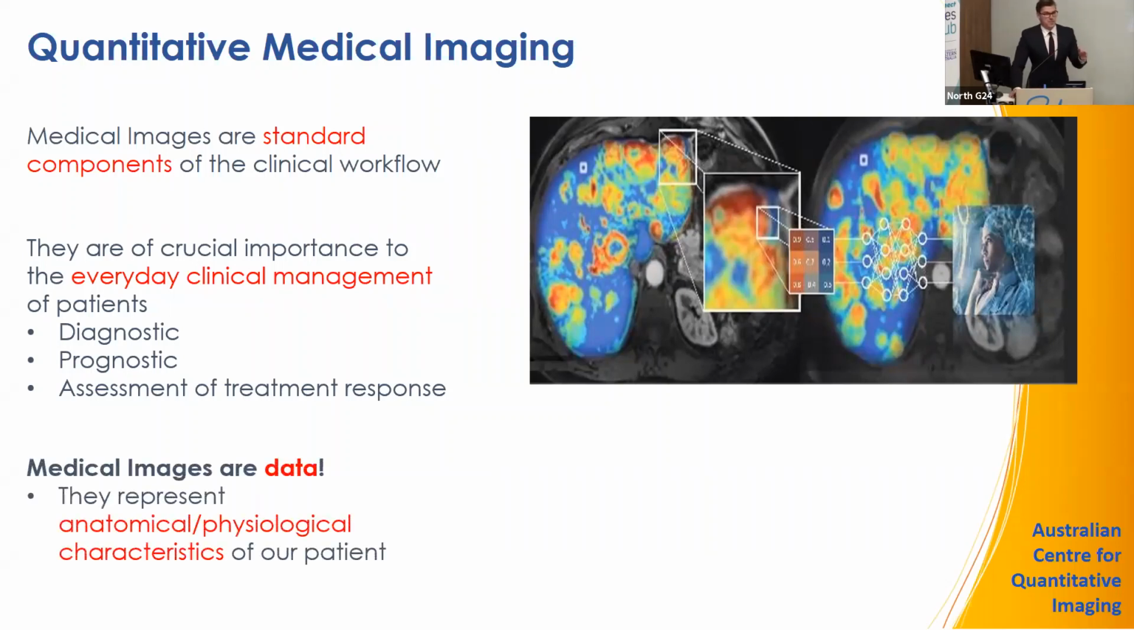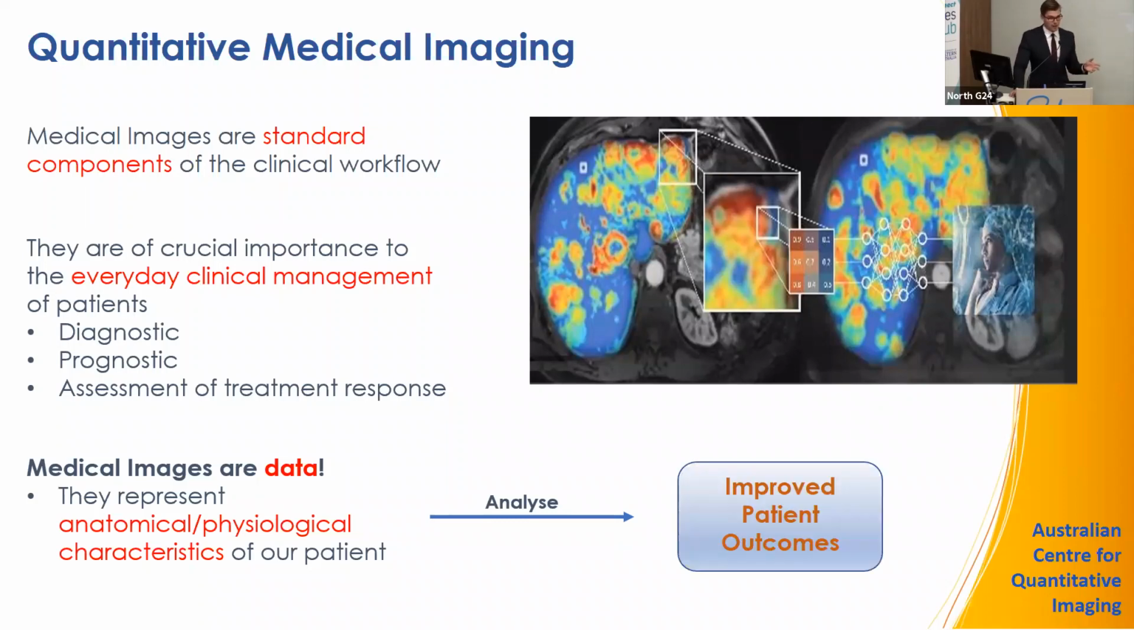But they're more than just something visual that we can look at. So this has been a theme sort of the day. Medical images are data. They represent specific anatomical and physiological characteristics of our patient. So if we're talking about, for example, a CT image, we're talking about the electron density at that particular point in the patient. If we're talking about a PET image, we're talking about the physiological uptake of that tracer at that particular location in the patient. And we can utilize this information, analyze it to yield improved patient outcomes.